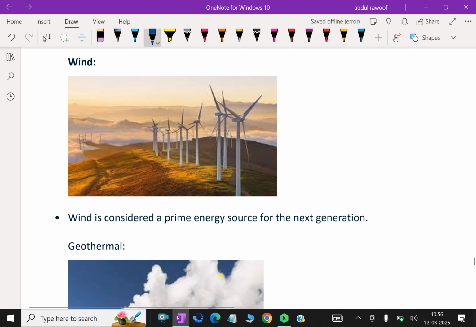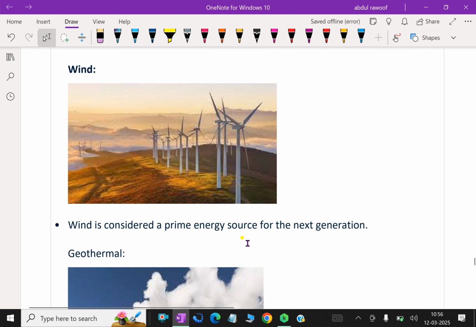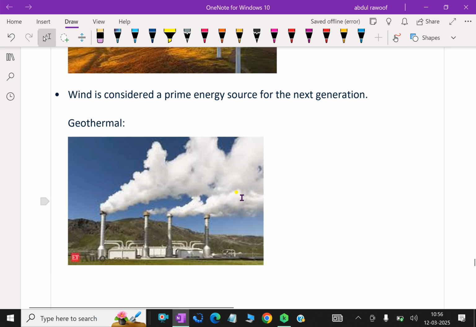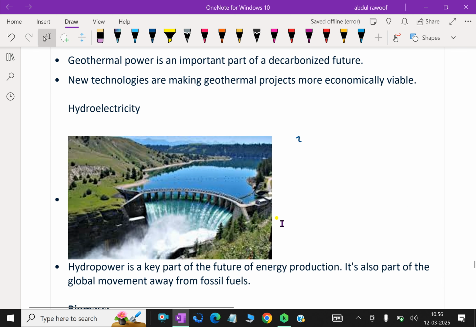Wind. Wind is considered a prime energy source for the next generation. Those are windmills. Next, geothermal. Geothermal power is an important part of a decarbonized future. New technologies are making geothermal projects more economically viable. Hydroelectricity. Hydropower is a key part of the future of energy production. It's also part of the global movement away from fossil fuels.